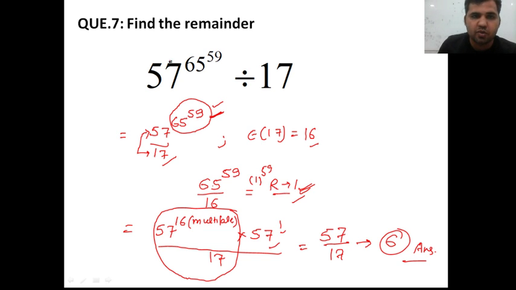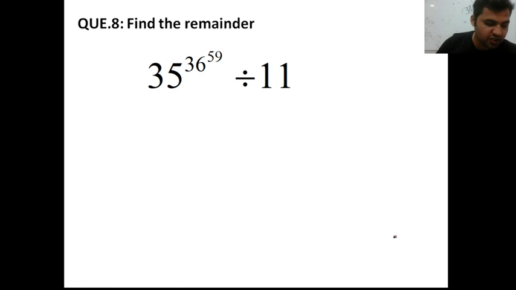You are supposed to remove the multiple of the Euler number from the power, right? The Euler number of 17 is 16, so just remove the multiple of 16 from this number. If you remove the multiple of 16, you will be left with only one power, right? So this question will now become 57 power 1 divided by 17, which gives a remainder of 6, right? So this is the application of the Euler remainder theorem, that you can solve questions with a composite index with the help of the Euler remainder theorem. So I'm moving to the next question, question number 8.